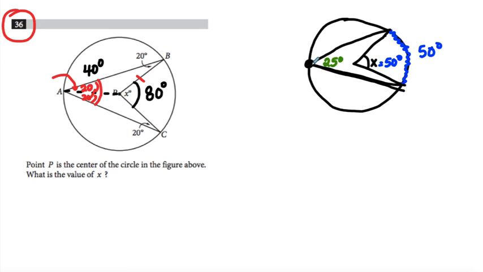Again, an inscribed angle is half the measure of a central angle, and that's an important fact for you to know from geometry.